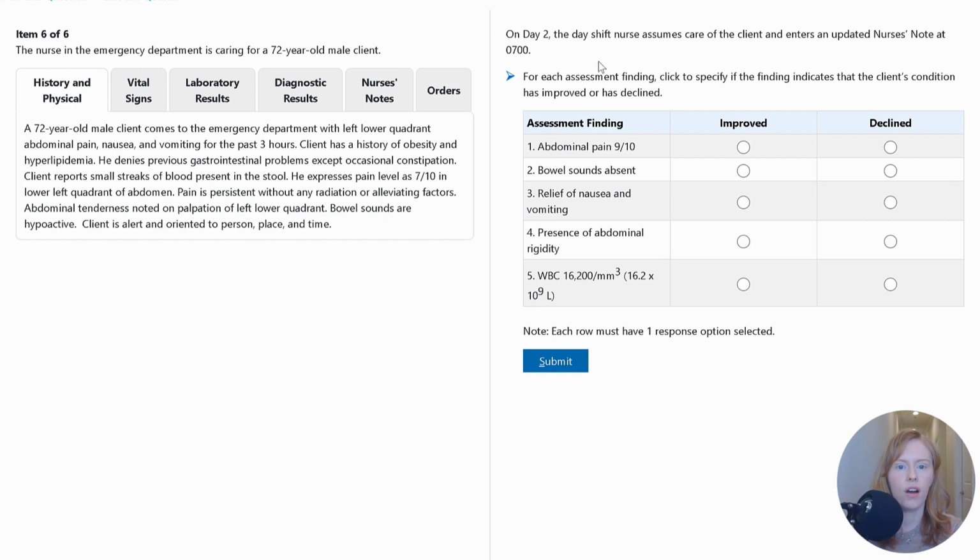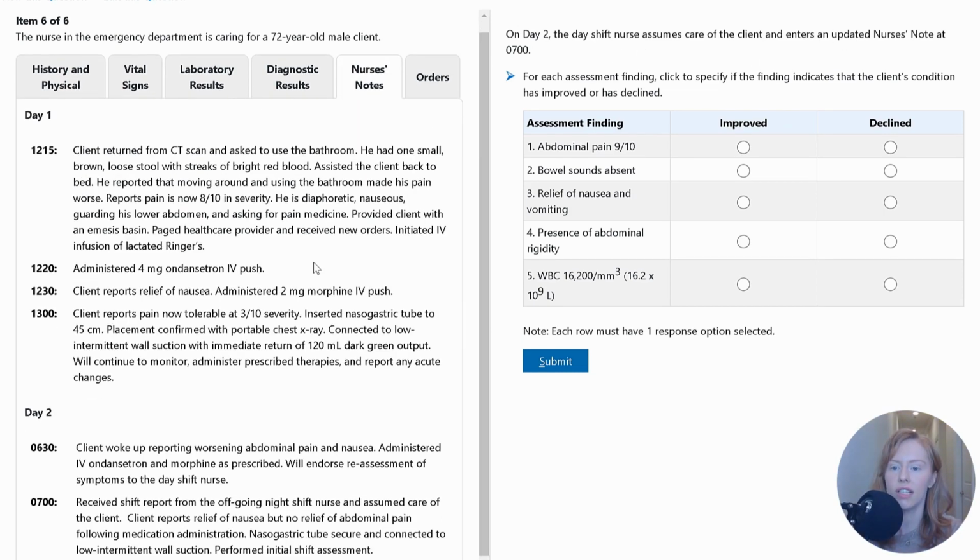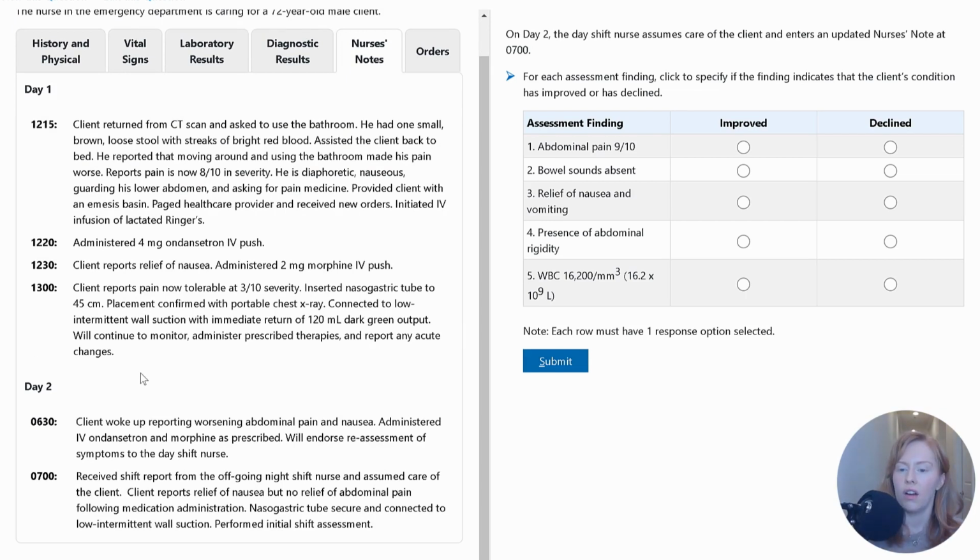Now for our final question. On day 2, the day shift nurse, I think that's us, assumes care of the client and enters an updated nurse's note at 7. So let's look at our nurse's notes. All right, so here we are, day 2. The night shift nurse recorded the client woke up reporting worsening abdominal pain and nausea, administered IV ondansetron and morphine as prescribed, and then will endorse reassessment of symptoms to the day shift nurse.